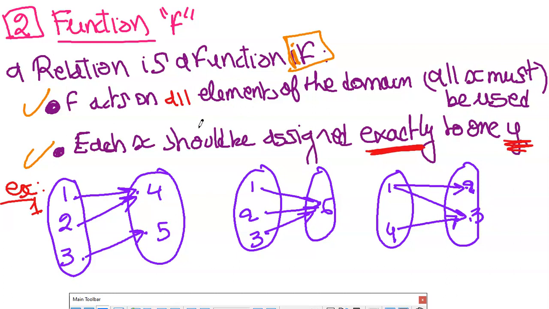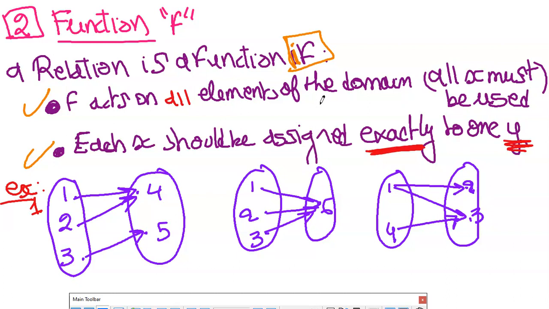You always need to check the domain. Sure, it's not all the numbers, but in the domain, if I have some values of x that are not used, that don't have an image y, it means it's not a function. We will see it in the example. The second condition: each x should be assigned to exactly one y. An x cannot have more than one y. It should have exactly one y.